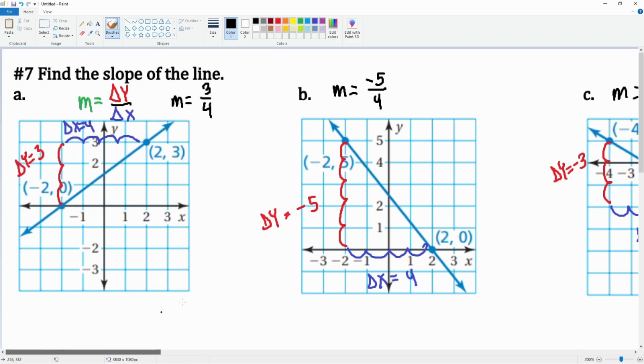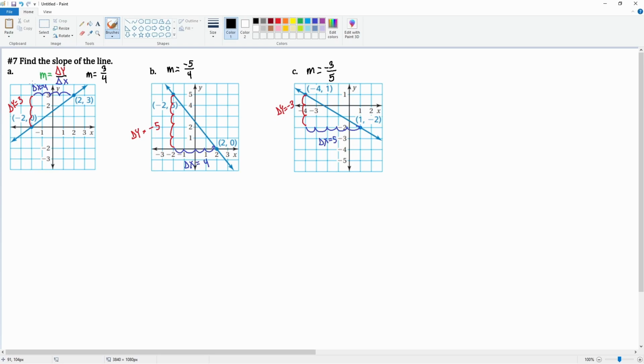So there you go, making sure that you remember that slope, m, is equal to your change of y divided by your change of x.